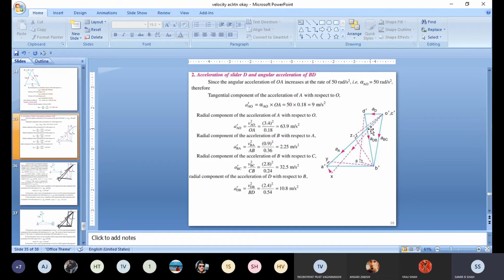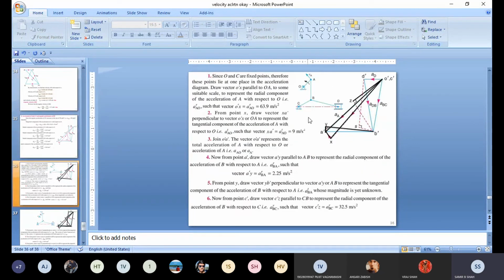So join that radial part A dash with B dash and B dash with C dash. So this is the acceleration of that link, which we are finishing up to this.